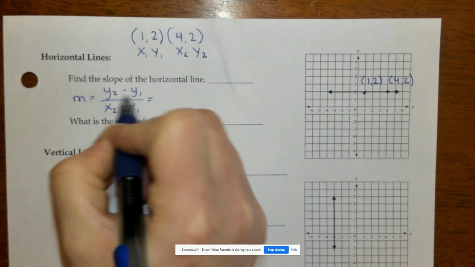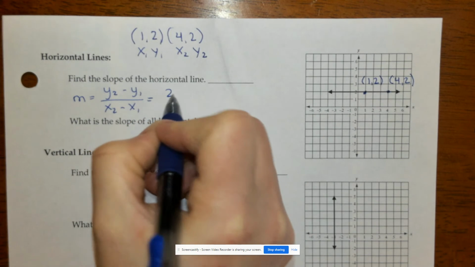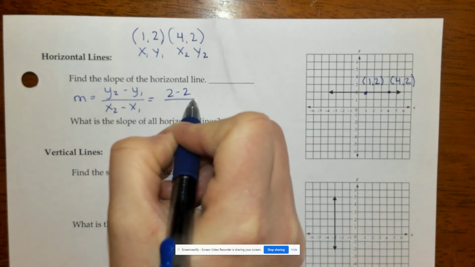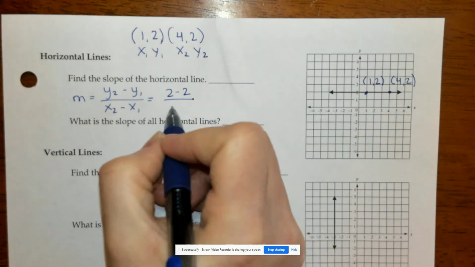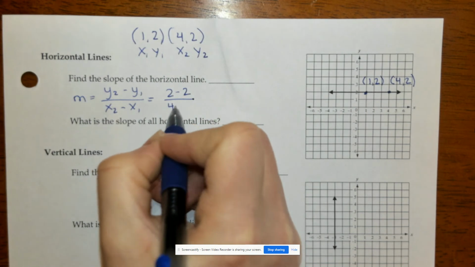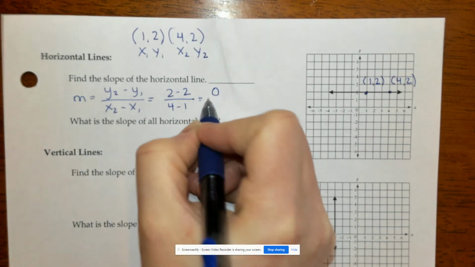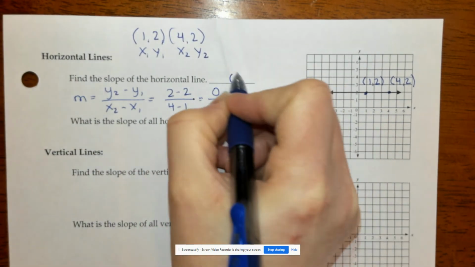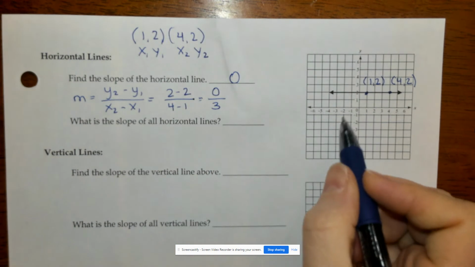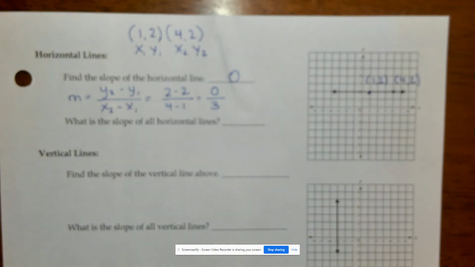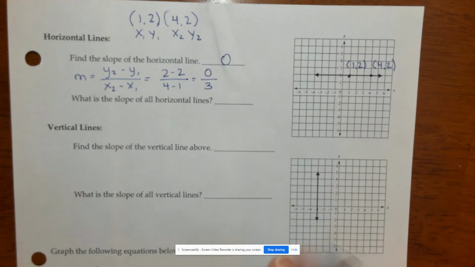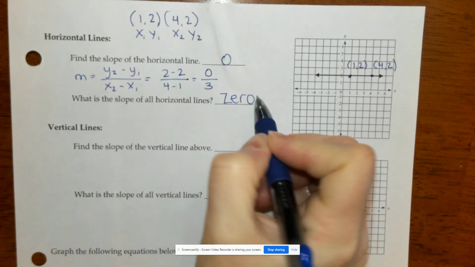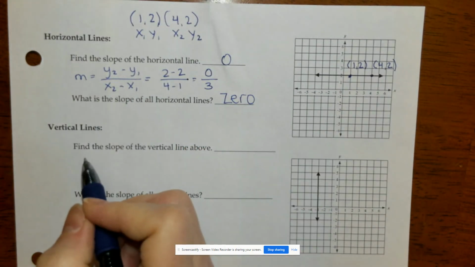The y change up and down is 2 minus 2. Doesn't that make sense? There is no y change. This line is not going up and down. It's only going side to side. And then I would have to do 4 minus 1. So it would be 0 over 3, or just a slope of 0. Any horizontal line, because it does not go up and down, is going to have the same thing. The change in y is always going to be 0, making a horizontal line always have a slope of 0. So all horizontal lines have a slope of 0.